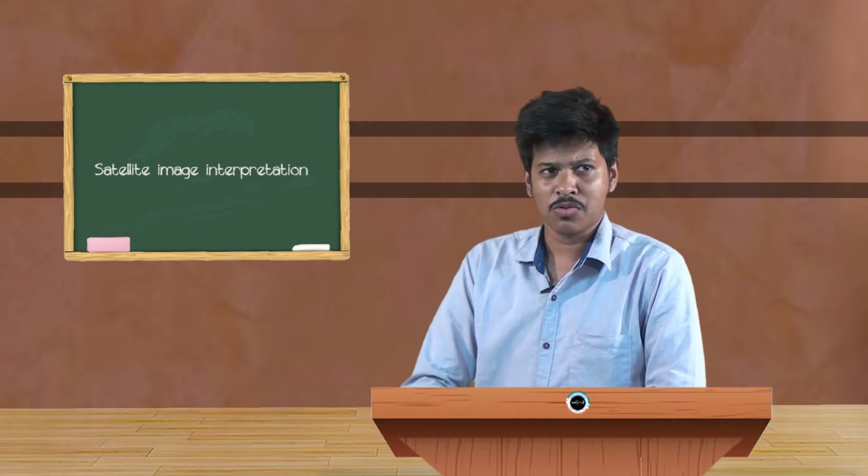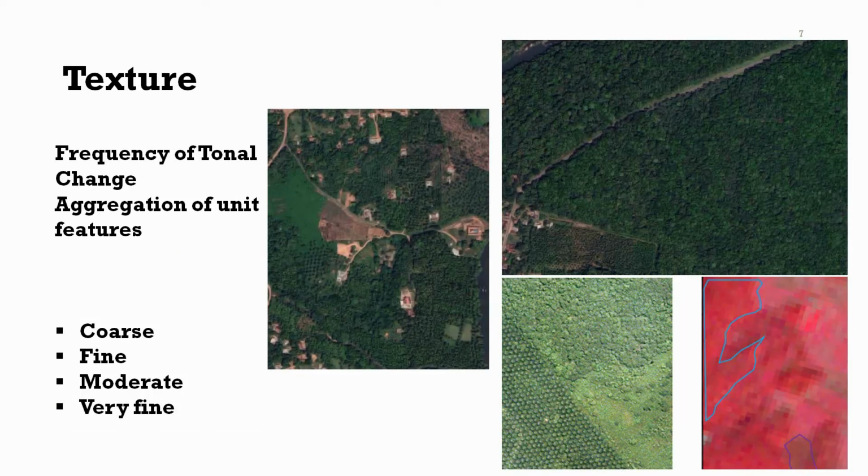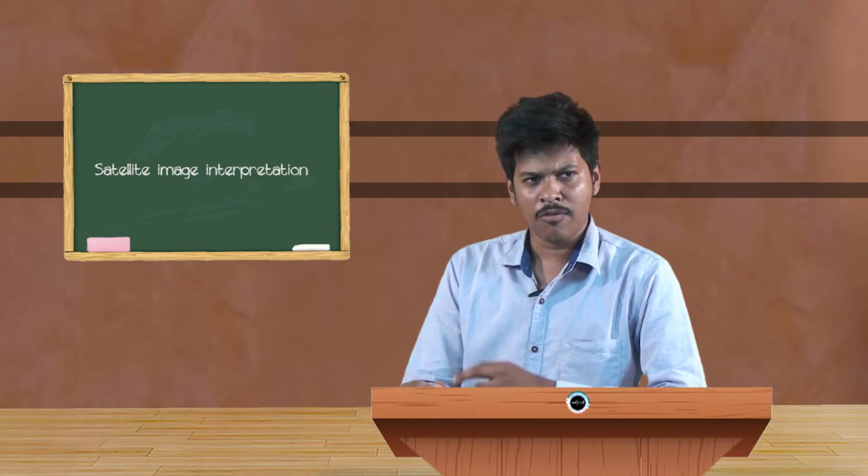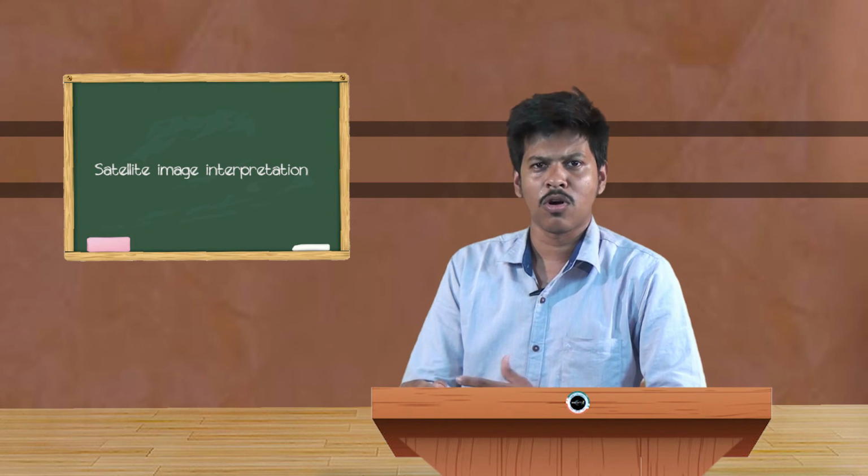Now let's go to the next one, the texture, a very important one. When a feature is located individually, you may be unable to identify it, but the occurrence of the same feature in some frequency will help you to identify the features. And this is how the texture helps. You can have a very coarse texture, fine texture, moderate texture, and you can also have a very fine texture.